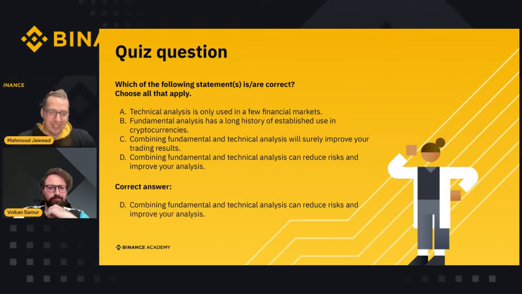So it's actually D. Combining fundamental and technical analysis can reduce risks and improve your analysis. Let's check B. Fundamental analysis has a long history of established use in cryptocurrencies. Unfortunately, not. Most people use technical analysis, but now it's on a rolling basis where people use a combination of both.